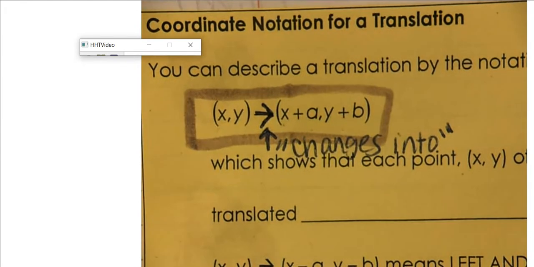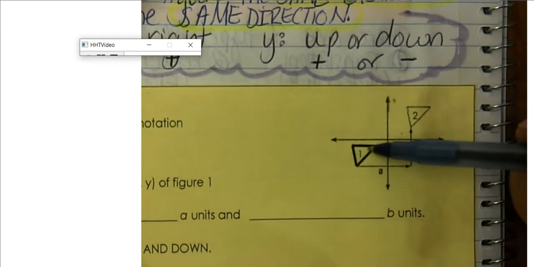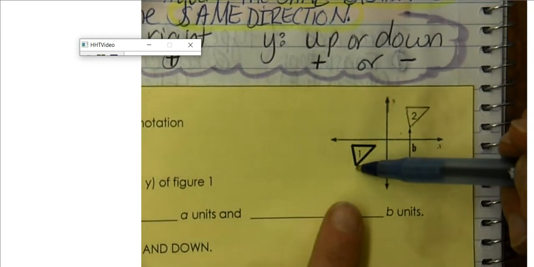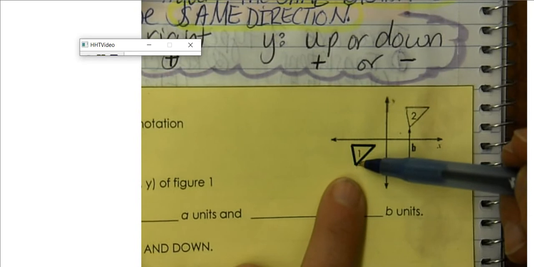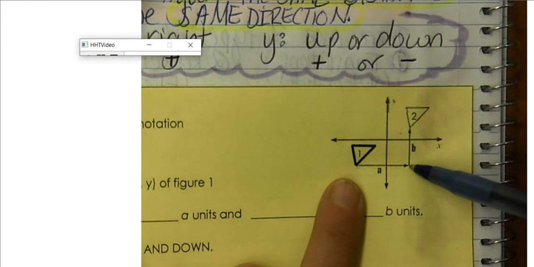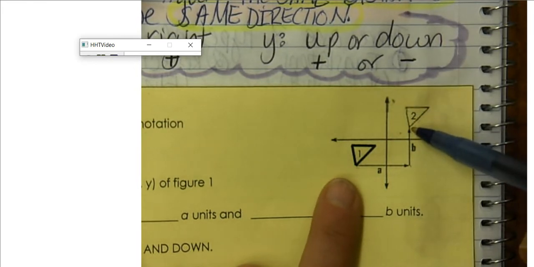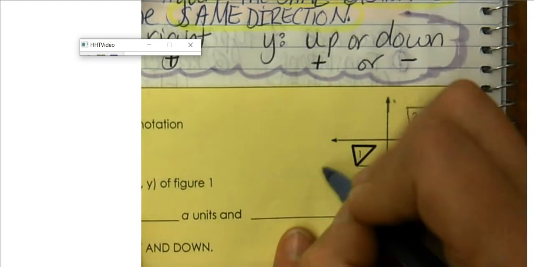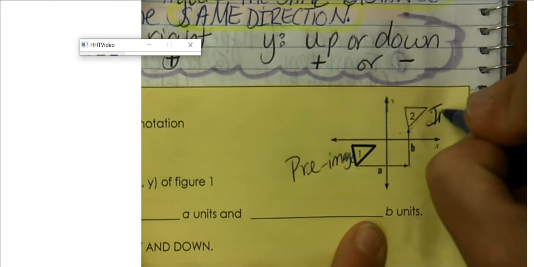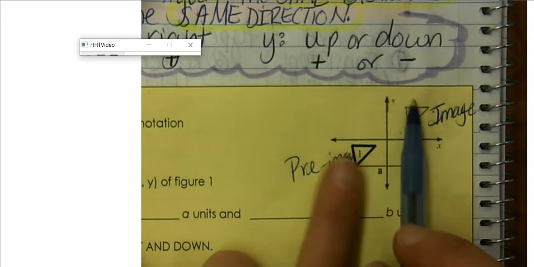So if we were to look at our picture that is given to us, what you see here is that we have figure number 1. This figure number 1 started in this spot, and then we shifted all of our points to the right and then up to create another picture, another image. So this is our pre-image. And over here is our image. So we moved all ordered pairs to the right and up.